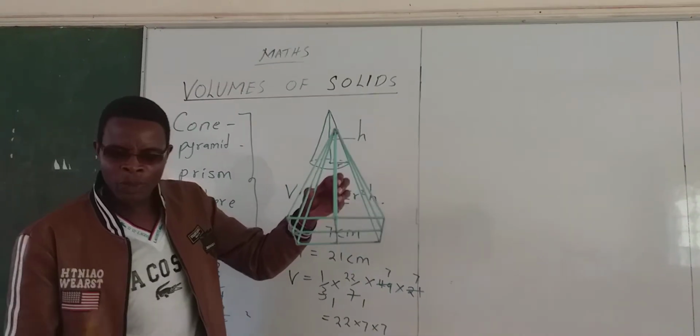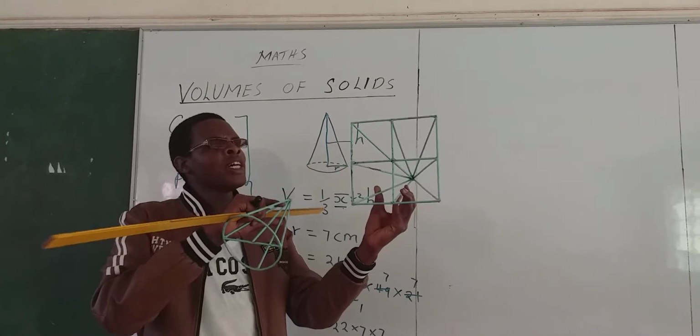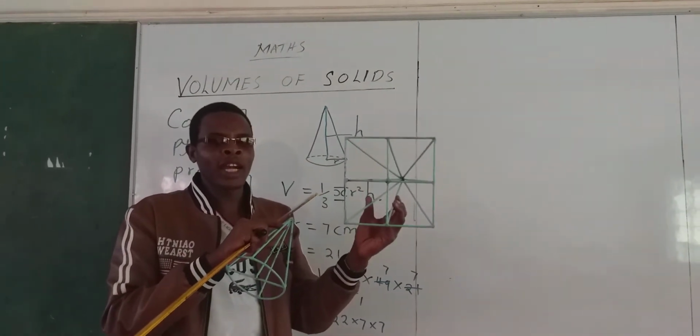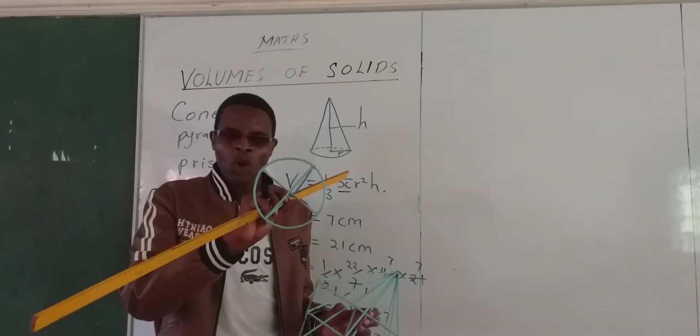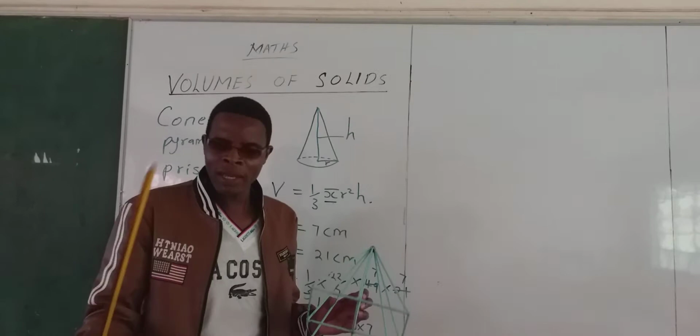Now, there is a difference between the pyramid and the cone. If you look at the pyramid, the base is either in the form of a square or in the form of a rectangle. But if you look at the cone, the base is in the form of what? A circle. That is the major difference.